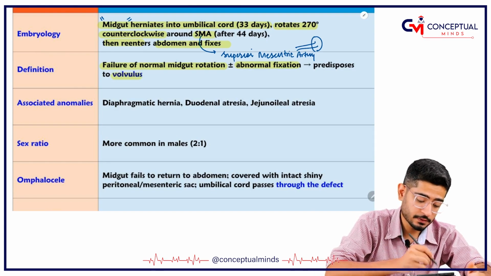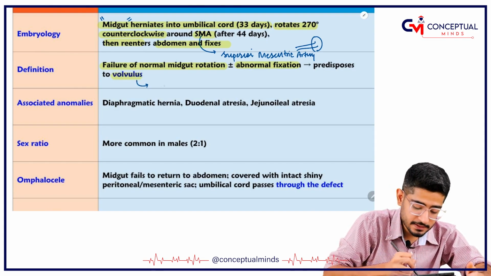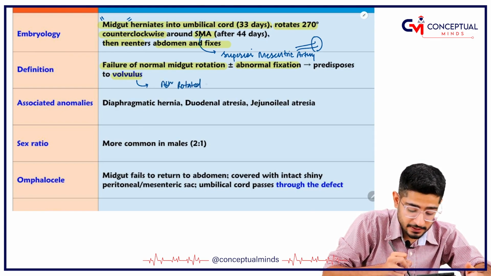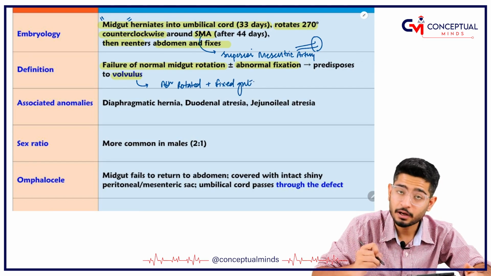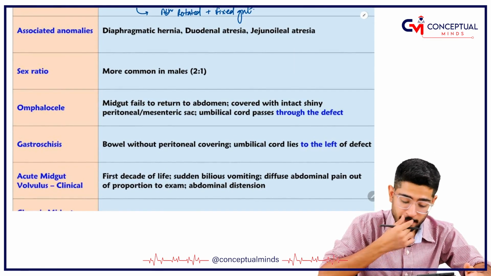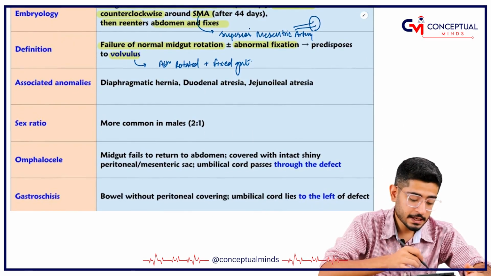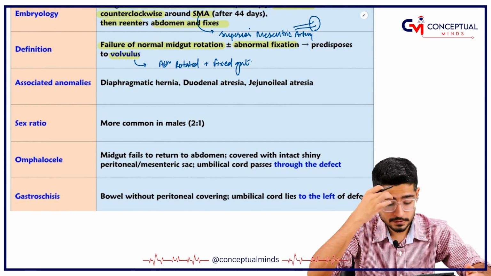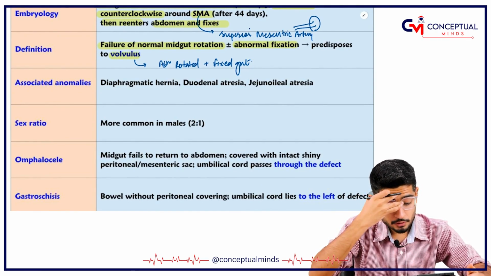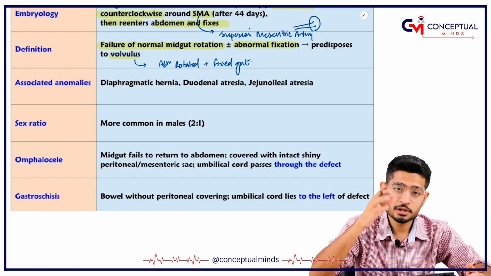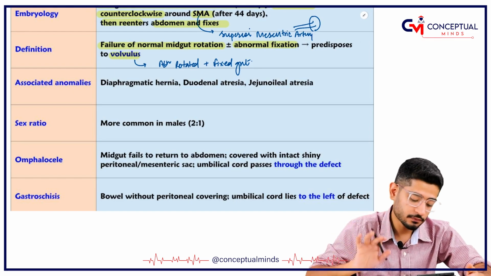for volvulus. Okay, so what is volvulus? Volvulus is nothing but abnormally rotated and fixed. Abnormally rotated and fixed gut is called gut volvulus. So I think I've told you about the different malrotations, and now the definition of volvulus is also clear to you. So failure of midgut rotation and abnormal fixation is called volvulus.